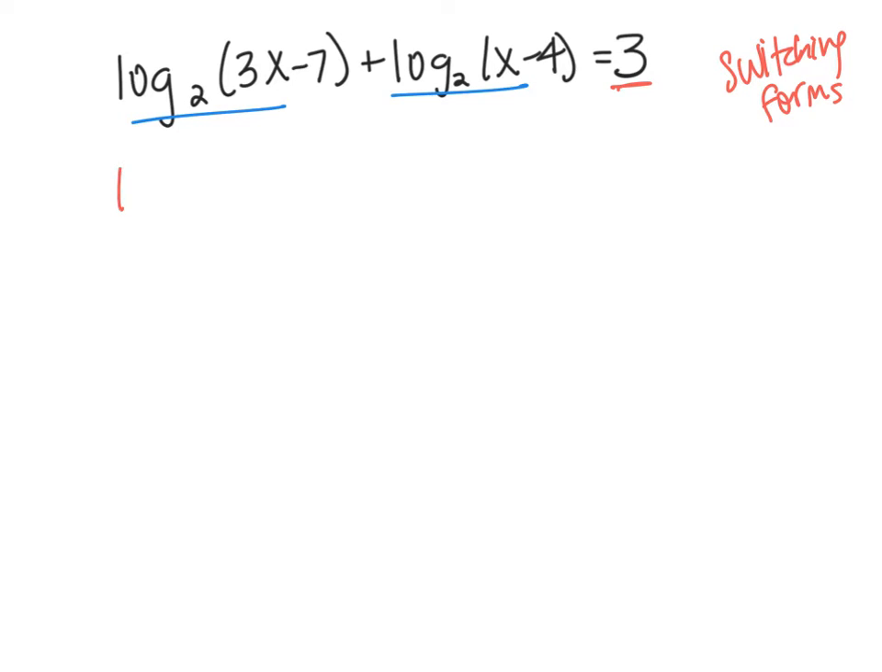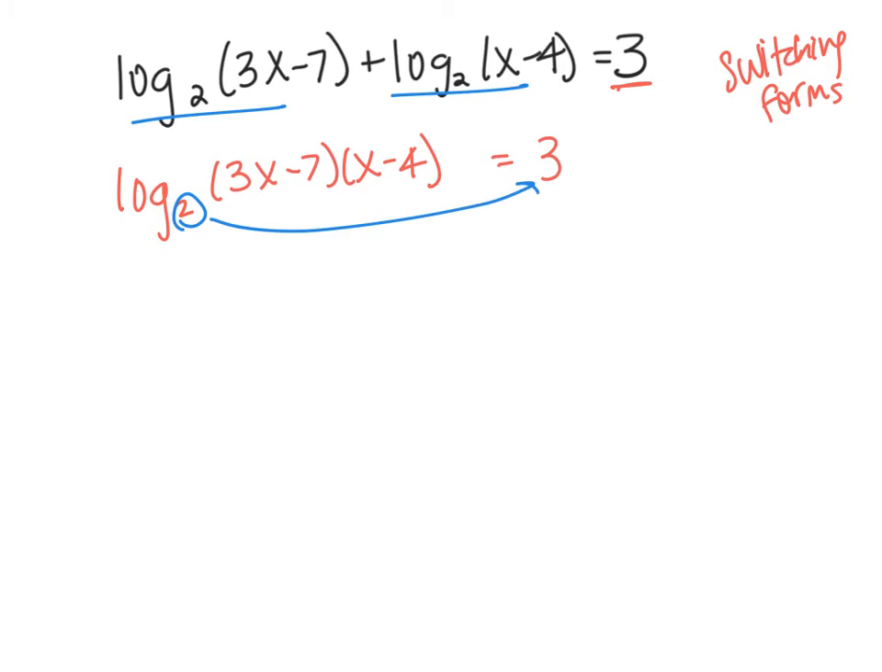So we have log base 2. Remember, whenever something is being added, when you combine it, it turns into multiplication. So we have 3x minus 7 times x minus 4, and that whole thing equals 3. Now we can switch our forms. Base of the log is the base of the exponent. 2 cubed equals the whole inside.